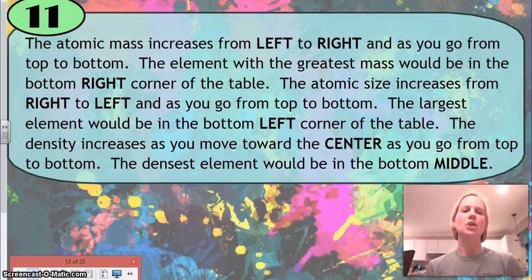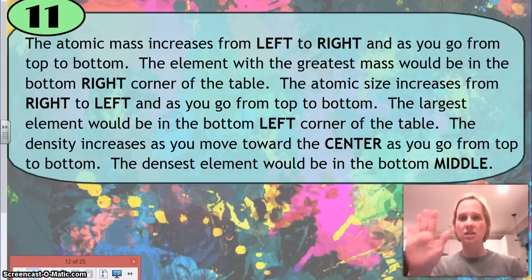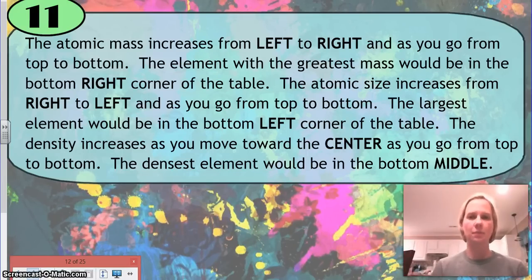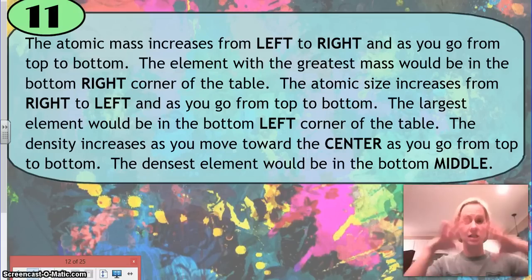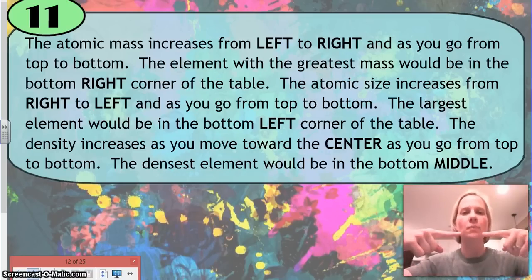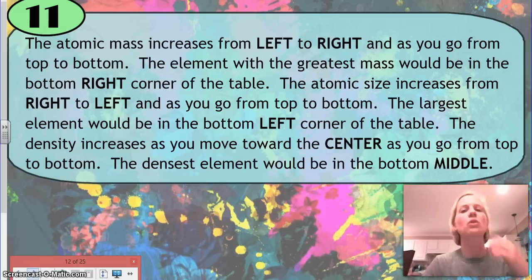Okay. If we think about element size, it's going to be increasing as we go from the right to the left, and as we go from the top to the bottom. The largest sized element is going to be at the bottom left. Okay. Density is actually going to be coming inward towards the center of the table. So you're looking at towards the bottom middle of the table is where we find our densest element.